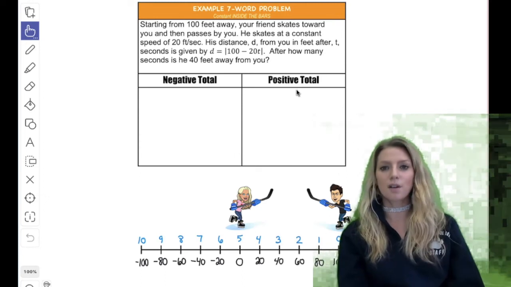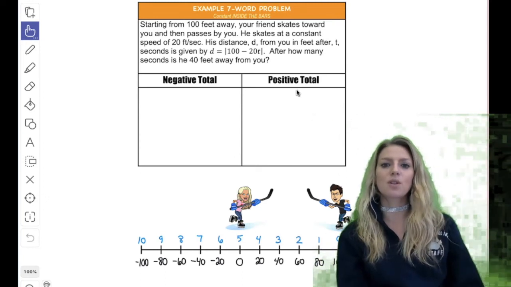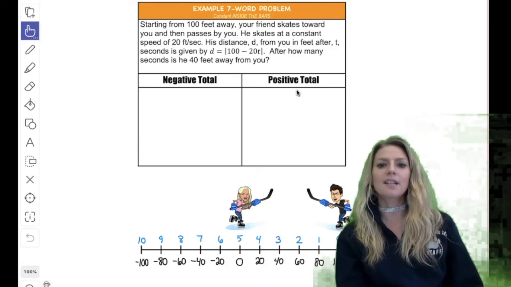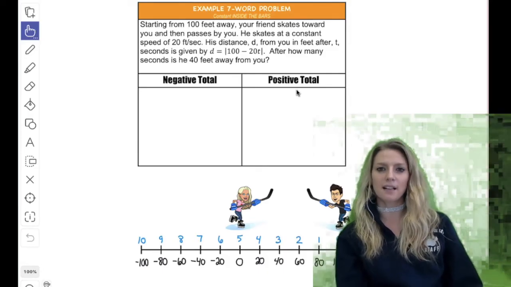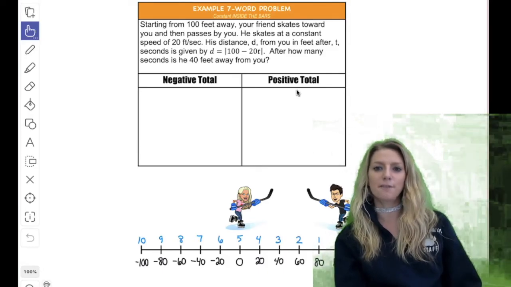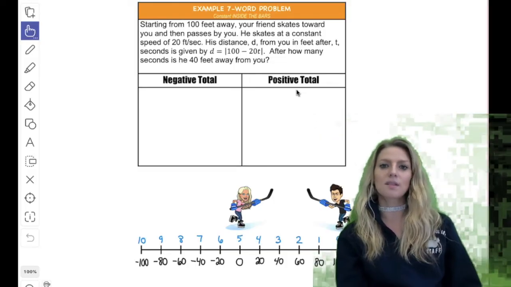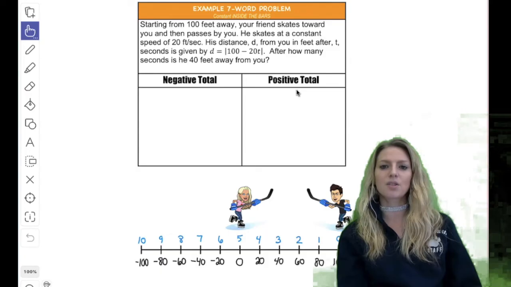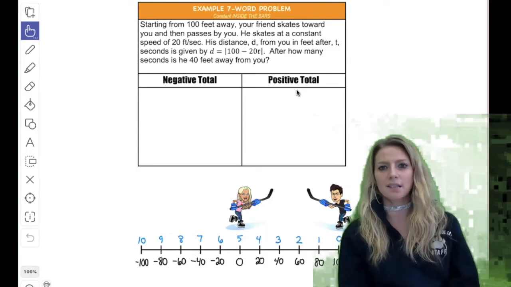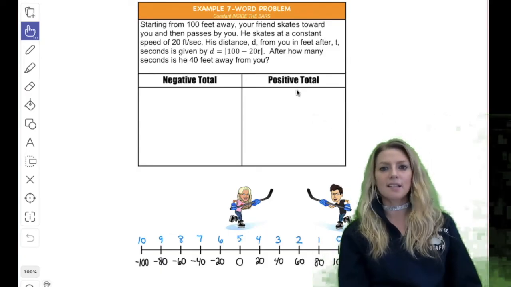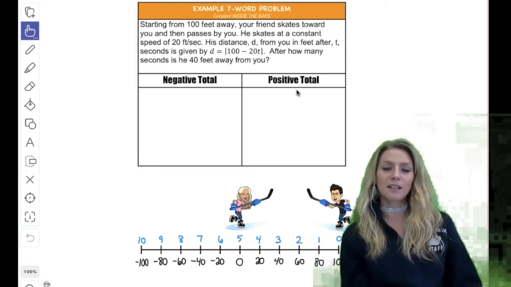So starting from 100 feet away, your friend skates towards you and then passes you. He skates at a constant speed of 20 feet per second. His distance d from you in feet after t seconds is given by the equation d equals absolute value of 100 minus 20t. We're going to go over what that means in a second. After how many seconds is he 40 feet away from you?